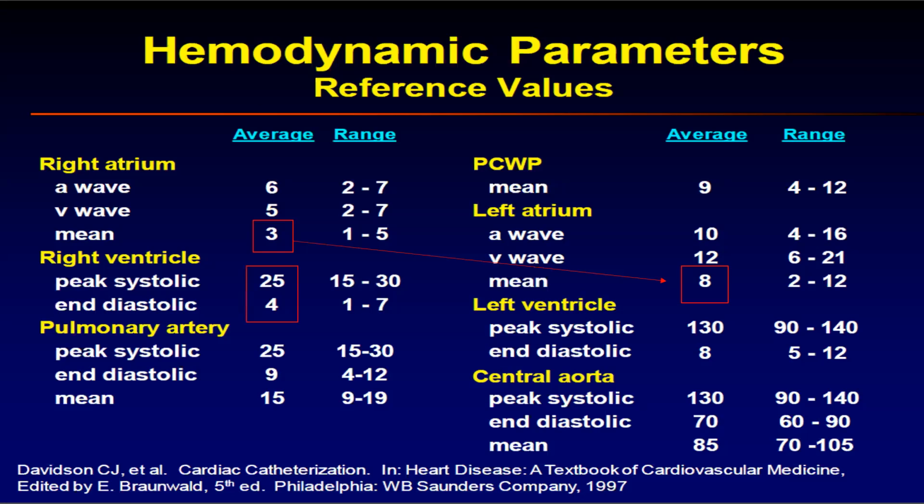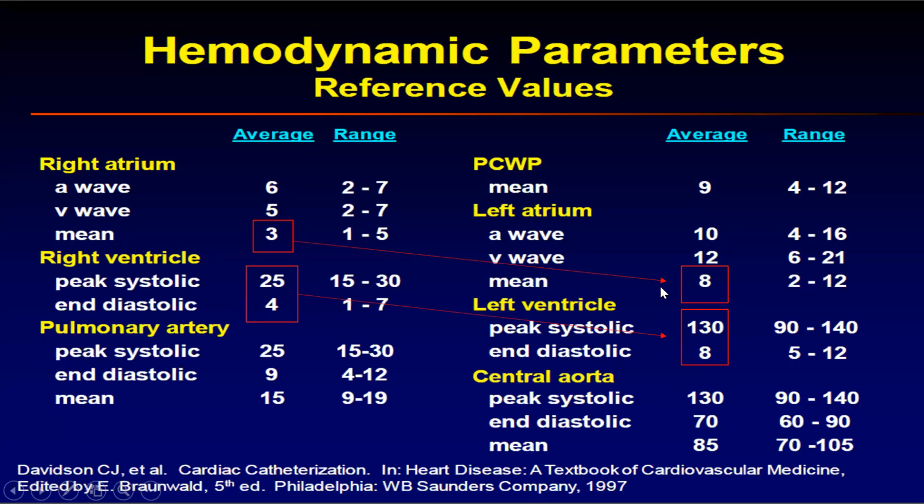Now, what happens when we put our catheter inside the right ventricle? We can measure a systolic and diastolic pressure. Normal systolic RV pressure is about 25 millimeters of mercury, and normal RV diastolic pressure is about 4 millimeters of mercury. Let's look at the left ventricle. The normal left ventricular systolic pressure is about 130, the same as our aortic pressure, so your blood pressure when you measure it on your arm. And the diastolic pressure of the left ventricle is about 8 millimeters of mercury.